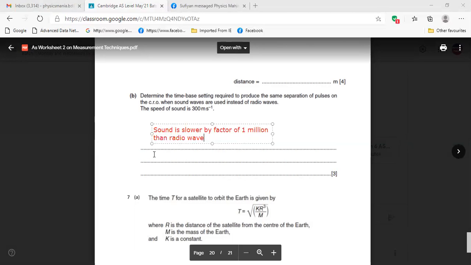So time-base setting for sound will be 0.2 second per centimeter. Okay. Yes, sir.